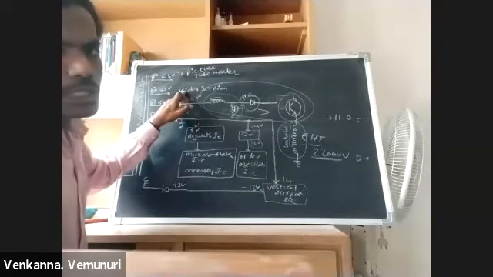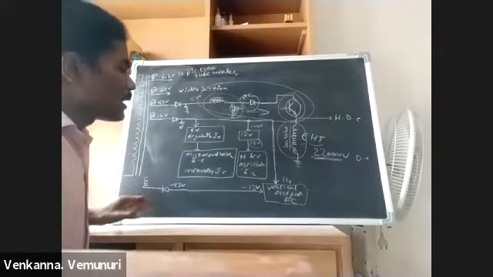Another one is the VDS section. Already we have discussed it. These are the power supply sections of a CRT monitor.